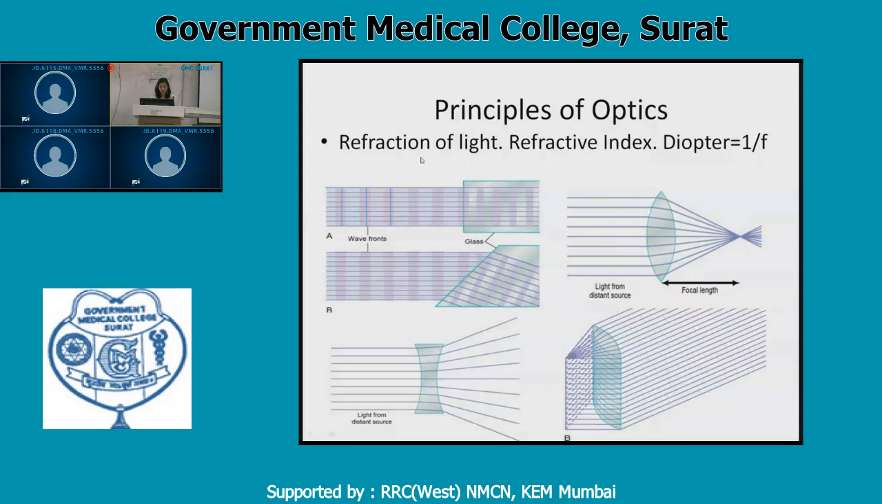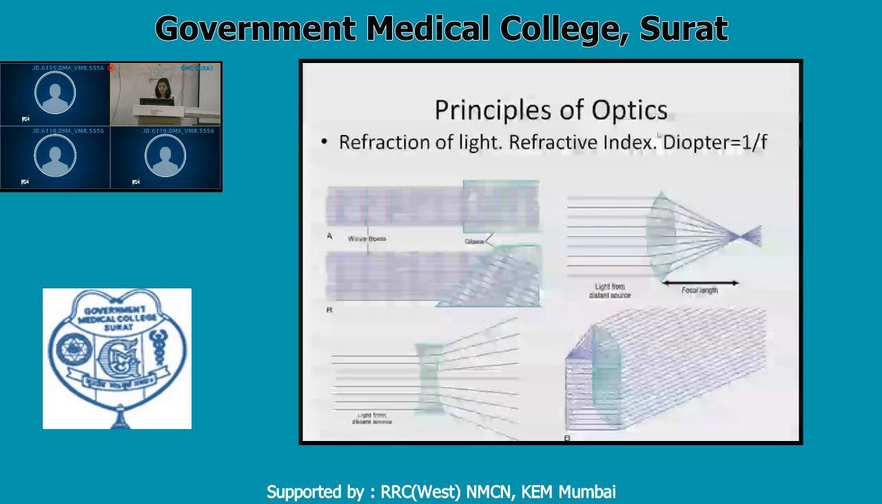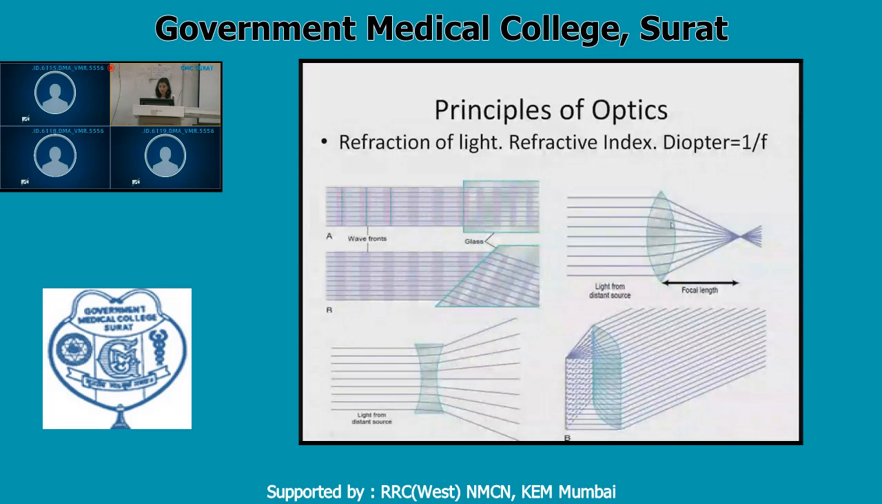Now we'll discuss the dioptric power. What is the power of a lens? We can see here 2-3 lenses which are being shown. The second figure is the converging lens or the convex lens, where you can see the curvature is on the outer side. What is a converging lens or a convex lens?